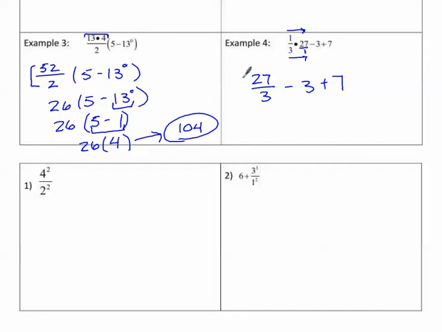Now, this division right here, 27 divided by 3, divides perfectly, so that'll be 9 minus 3 plus 7. If it didn't divide perfectly, you can just work with it as a fraction, and you would do the fraction minus a whole number, and you would put the 3 over 1. But because this worked out perfectly, we're just going to use it as 9. Subtraction first. 9 minus 3 is 6 plus 7, and the final answer, 6 plus 7, is equal to 13. So I would like for you to pause the video, and I want you to try number 1 on your own.